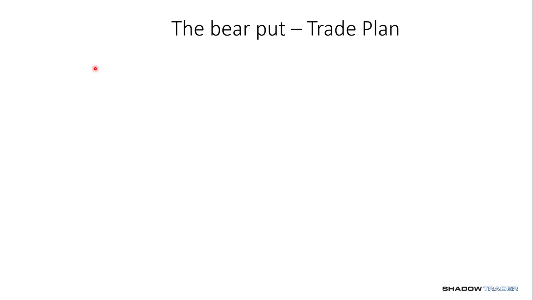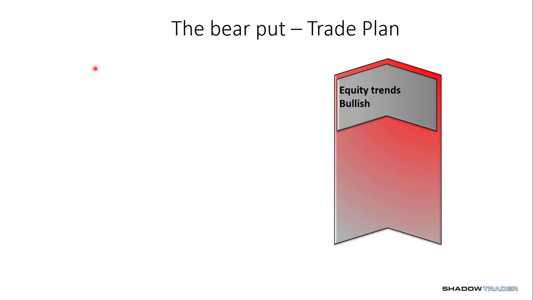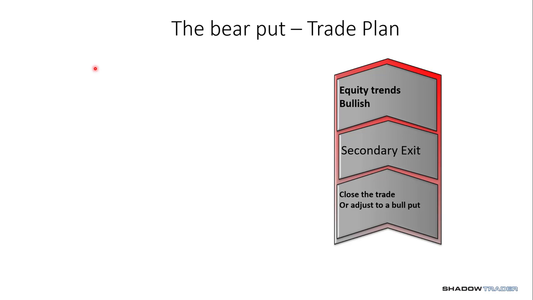Closing out this, we have a bear put: buying a put and selling a put at a lower strike. Well, what's the trade plan? Well, if the equity trends not bearish, but bullish, you're in the danger zone. Your secondary exit comes into play. You can close the trade or adjust to another type of spread, possibly a bull put. You expected a bearish trend and it's going bullish.